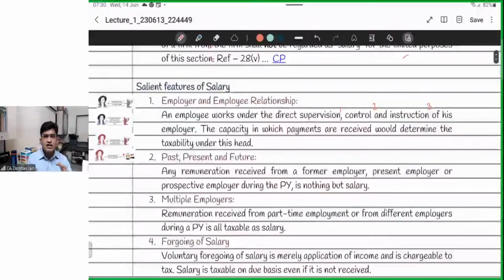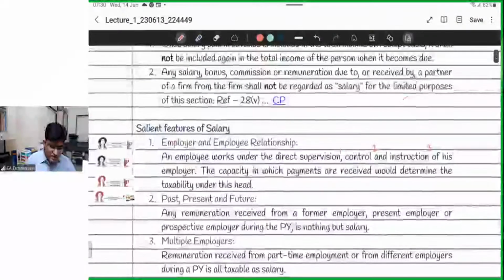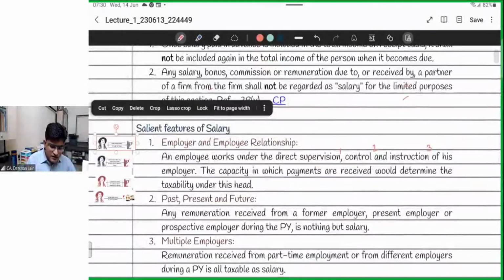So if there is some payment received from the employer to the employee, but not in the capacity of the employer-employee relationship, that would again not be taxable under this head. Let me just show you a few examples. Let's go with a story.